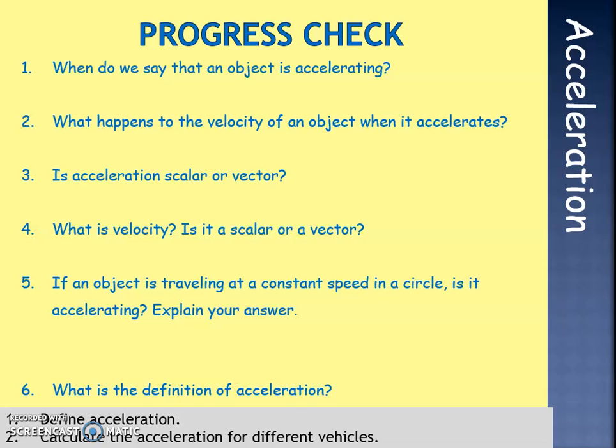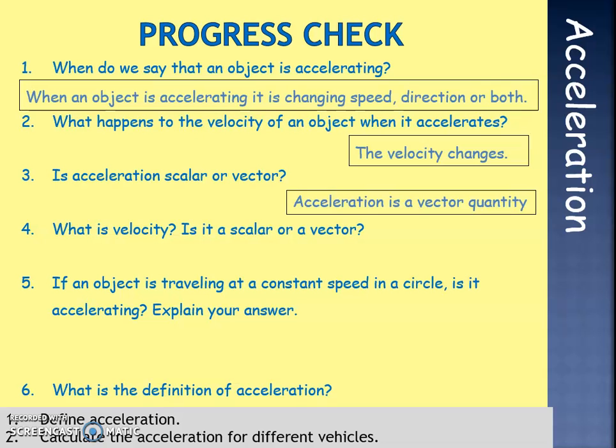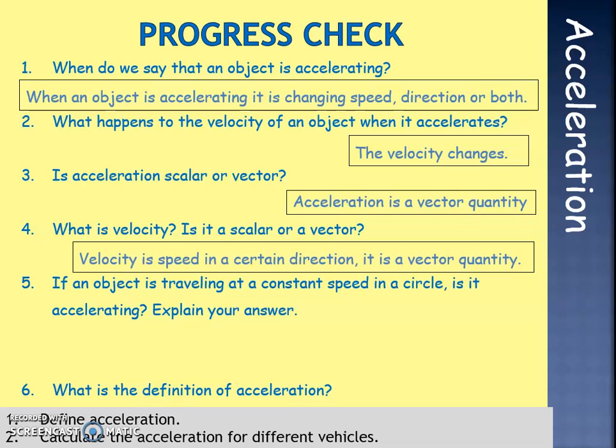Okay, so when do we say an object's accelerating? We state that when it's changing speed, when it's changing direction, or both. Remember, because it is a vector quantity, changing direction would also be a change in velocity. What happens to the velocity of an object when it accelerates? It changes, so it always changes when it's accelerating. Is acceleration a scalar or a vector? Acceleration is a vector quantity, it's got direction. And what's velocity? Is that scalar or vector? Velocity is speed in a certain direction, so it's a vector quantity.